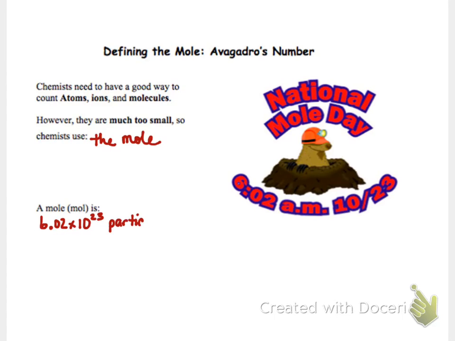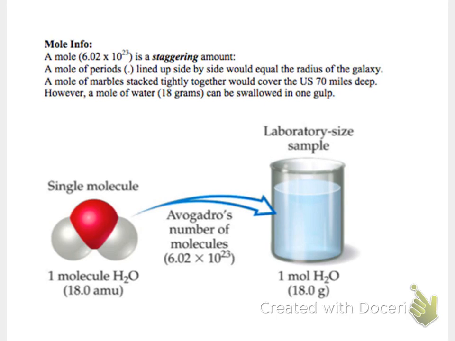And 1 mole is exactly 6.02 times 10 to the 23rd particles of anything. We use it to count anything. So this number, this 6.02 times 10 to the 23rd, is a huge amount.